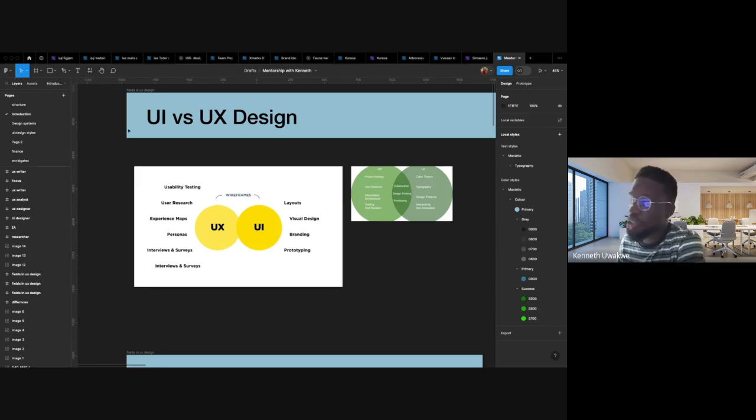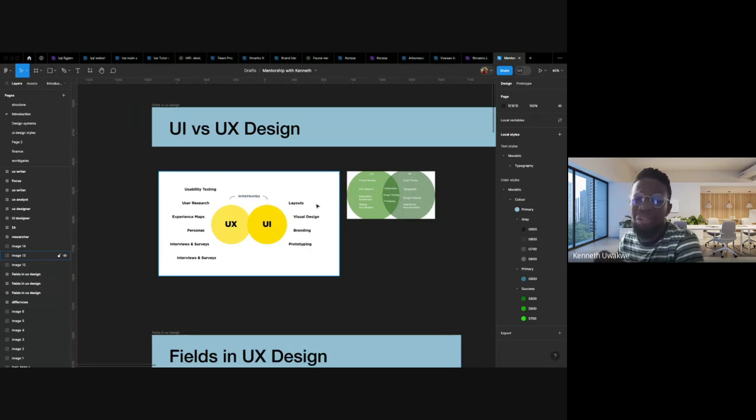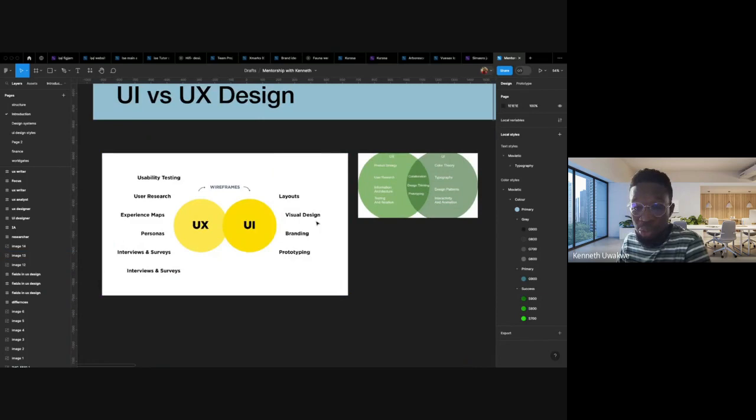So if you notice here on my Venn diagram, you have the UX part and the UI part. The UI has to do with all the interface and the layouts. What we mean by layout is how your design is actually represented on the screen, your visual design, which is almost the same thing as well. Your branding, usage of colors, usage of fonts, and all those, and prototyping as well.